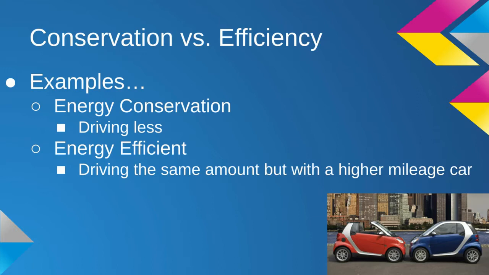Conservation versus efficiency. Examples: energy conservation would be driving less. You're using less energy. Energy efficient would be driving the same amount, but using a car that uses less energy, so a more efficient car. Ideally, we would like a little bit of each.